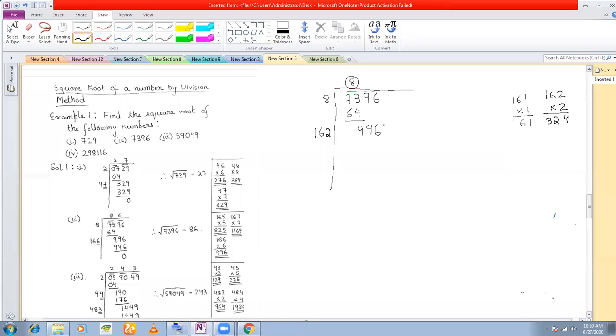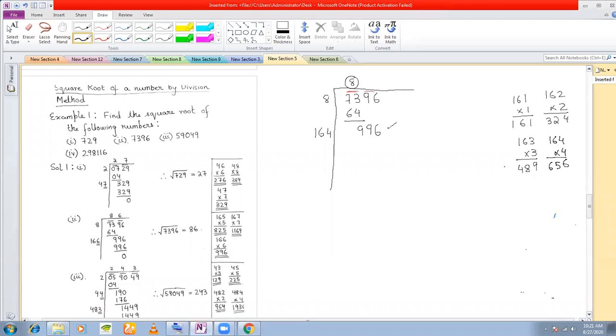324, which is again much less than this 996. So we try 3. And then you have 163, and you multiply 163 with 3 to get 489. 489 is again much less than 996. So we try 4. So 164 into 4, 656.